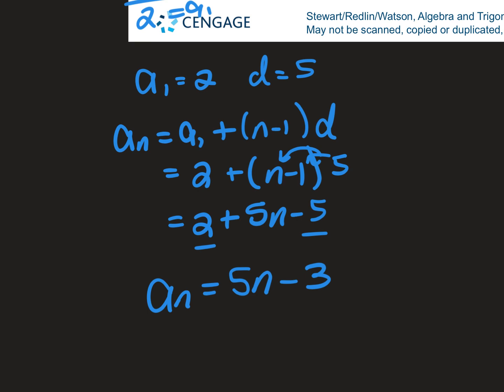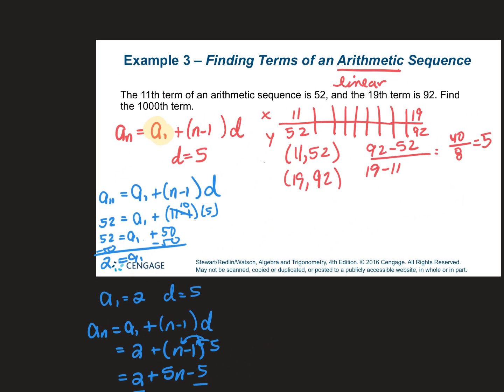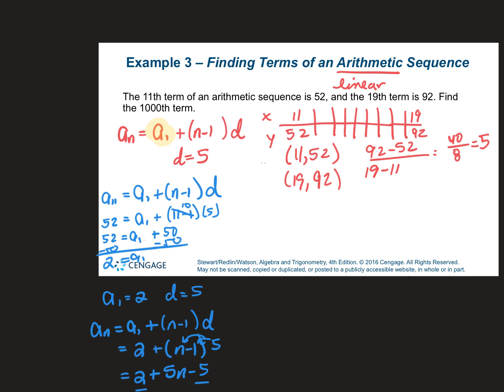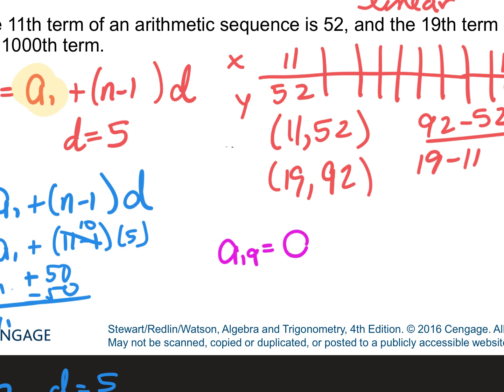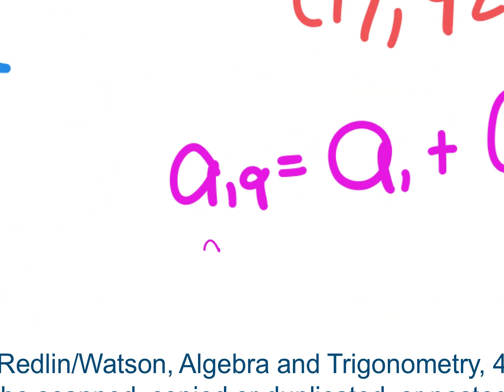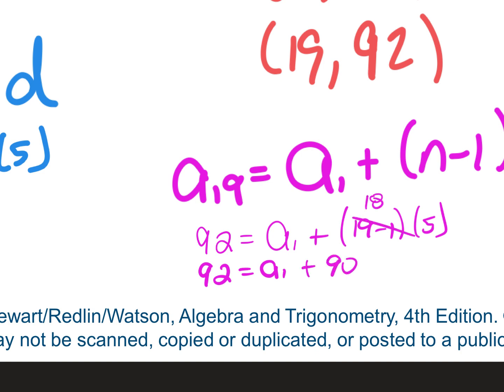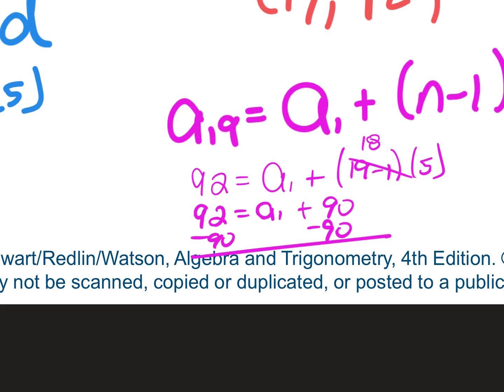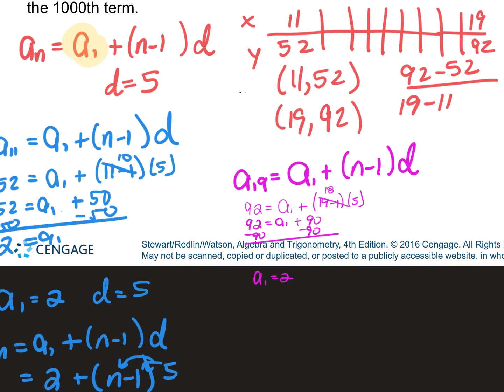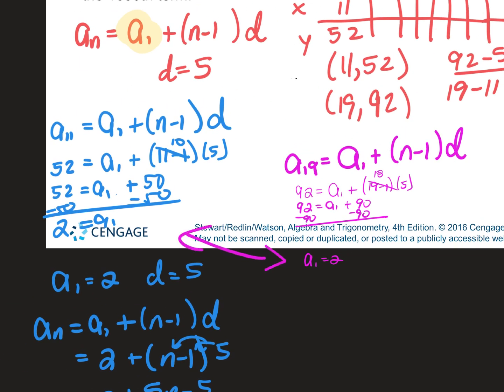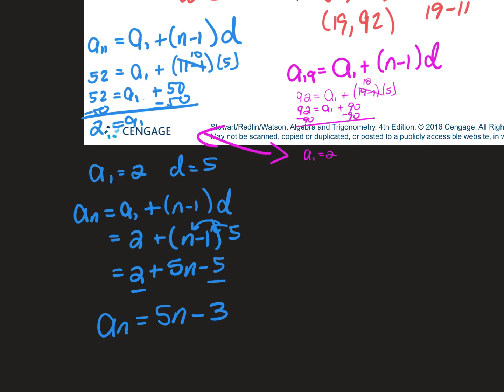Now, some of you are saying, well, what if I wanted to use the other piece of information they gave me, the 19th term? Okay, well, watch how that works. Same thing. a sub 19 equals a sub 1 plus n minus 1 times the common difference. Well, the 19th term here was 92. So I'm going to say 92 equals, I'm still trying to find the first term, plus, and we're talking about the 19th term, so 19 minus 1 times your common difference, which is 5. 92 equals a sub 1 plus, this is 18 times 5, which gives me 90. I'm going to subtract 90 from both sides. And again, guys, what do I get? I get that the first term is 2. So if you notice, with both pieces of information they gave me, I got the same thing. So the rule that we just wrote for this sequence is here.